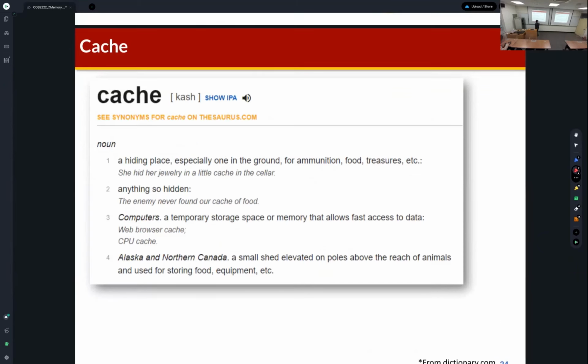Let's see the meaning of the cache. If you search first for the definition of cache in Google, you can find this one. What is the cache? It's not cash, but the pronunciation is the same. Cache means a hiding place in the normal world. So it is just like a safe, right? A hidden safe is called a cache in the real world.